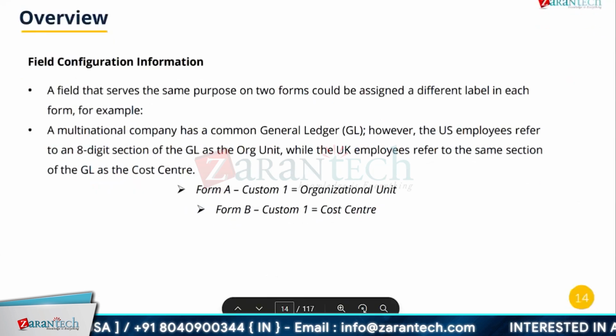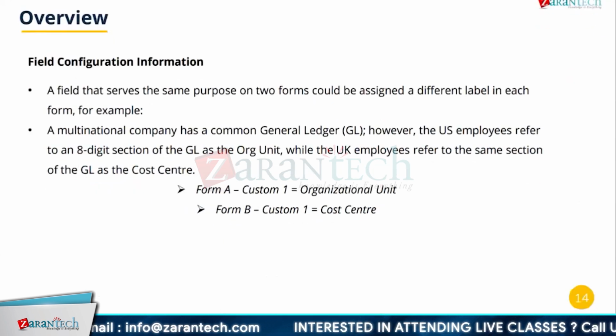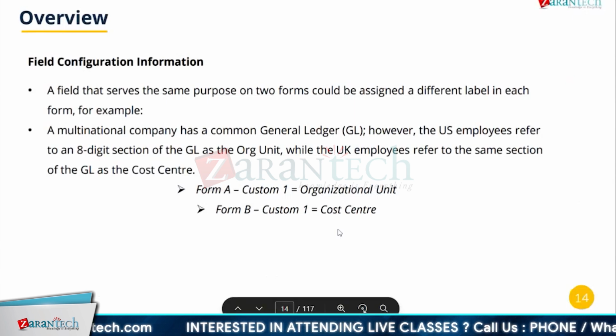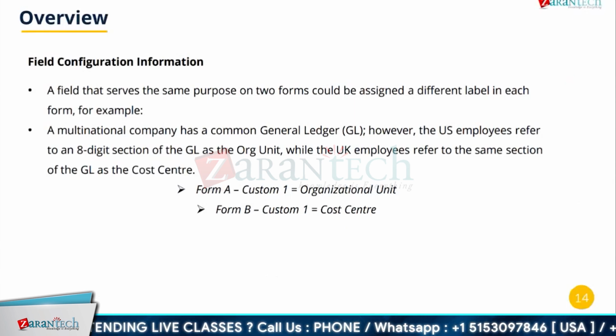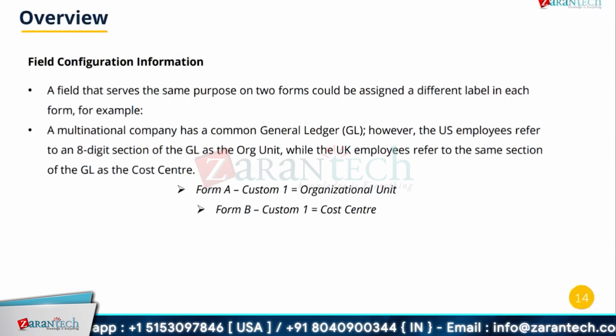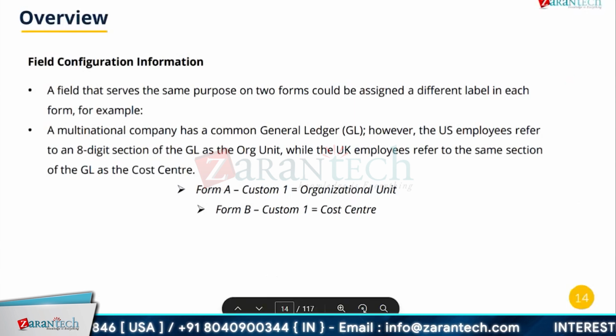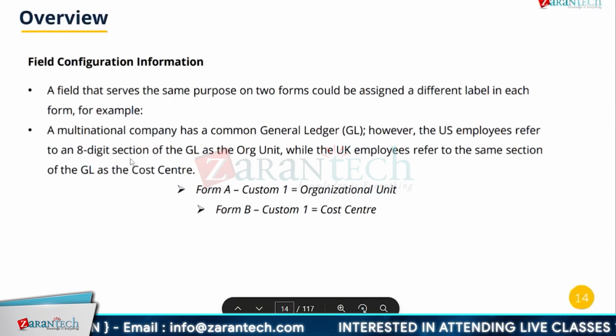So, in the form, we can add organizational unit as a custom field, as well as cost center in form 2, but it refers to the same general ledger. In the US, the first digit in that 8-digit section will be considered as an organizational unit, while in the UK, the same 8-digit section of the GL will be considered as the cost center.